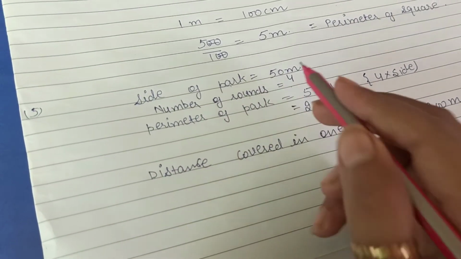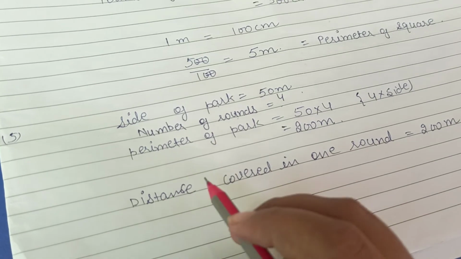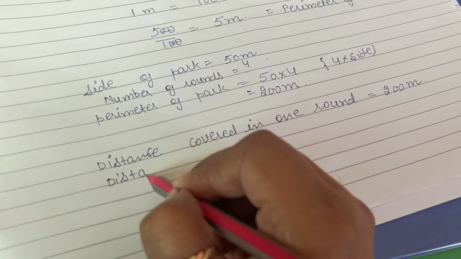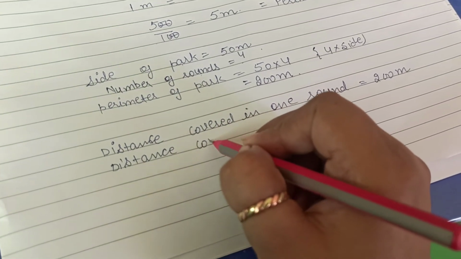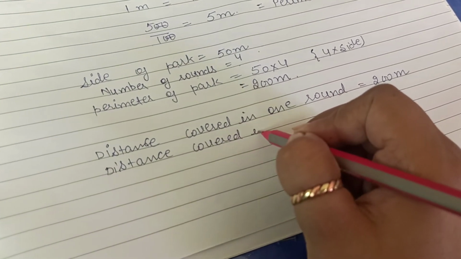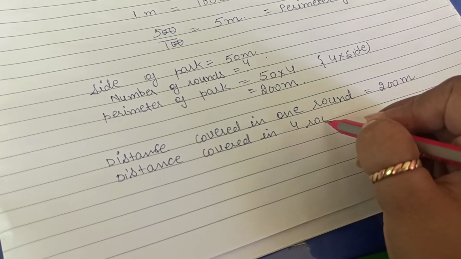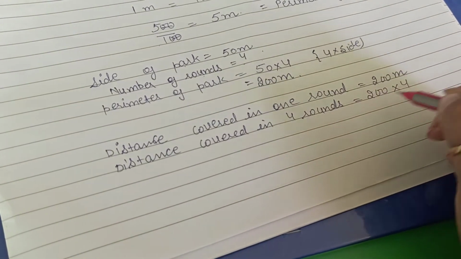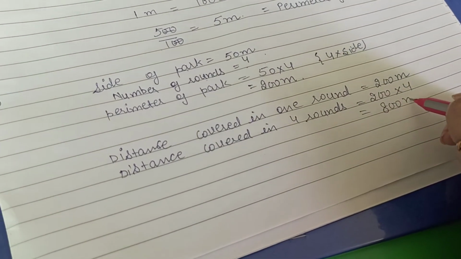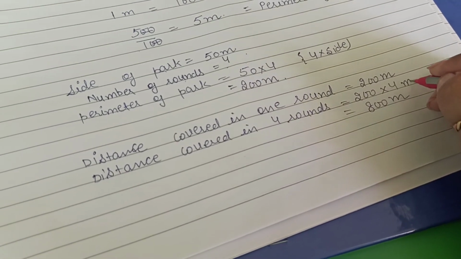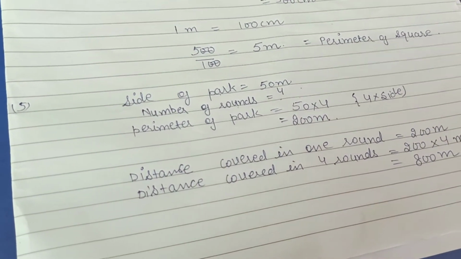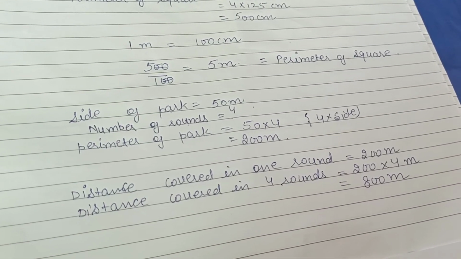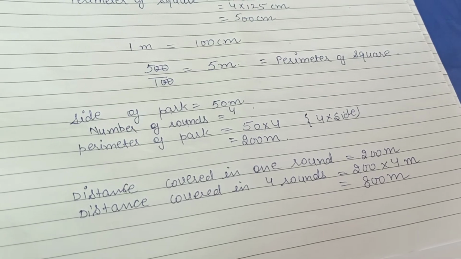Now they are asking how much distance is covered by her in 4 rounds. So again you will write distance covered in 4 rounds, right? That is 200 multiply with 4, that is 800 meter. So how much distance did Kavita cover? Kavita covered 800 meter.